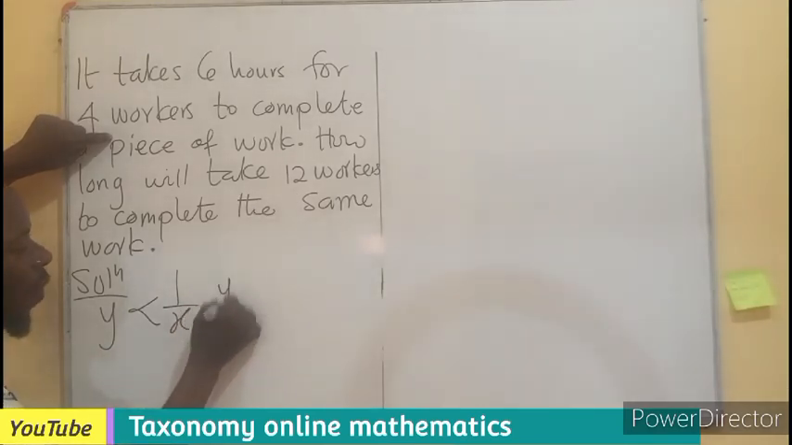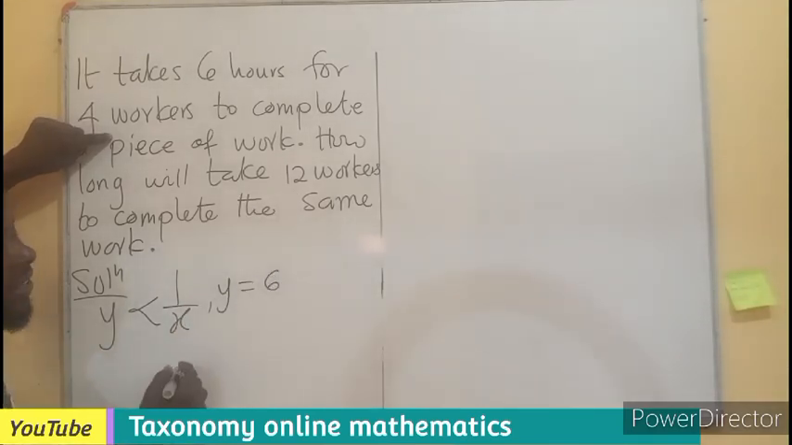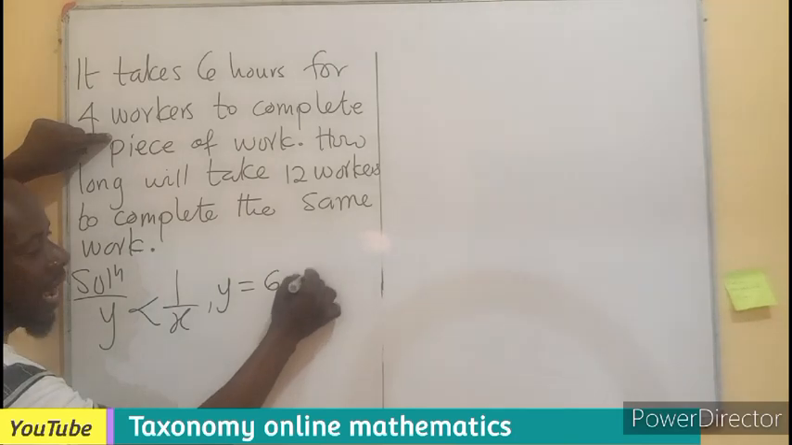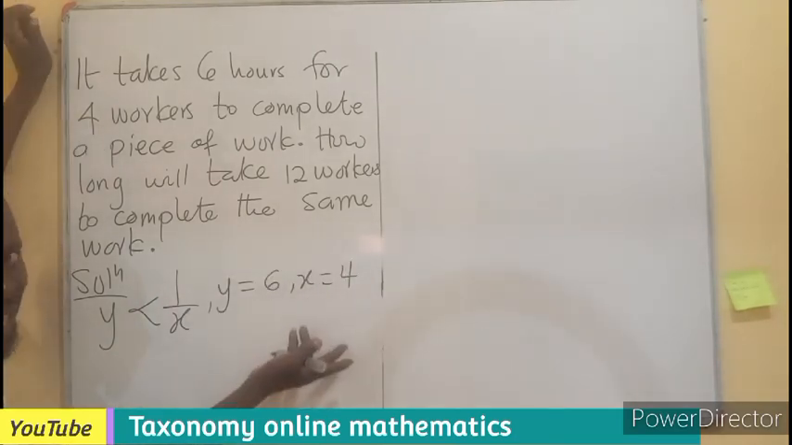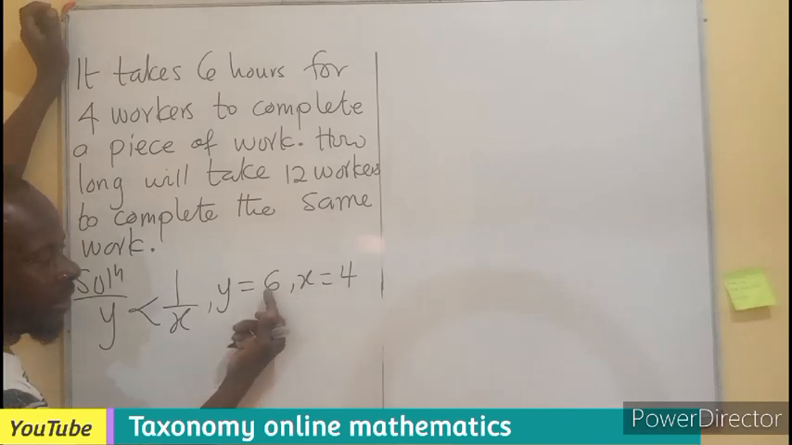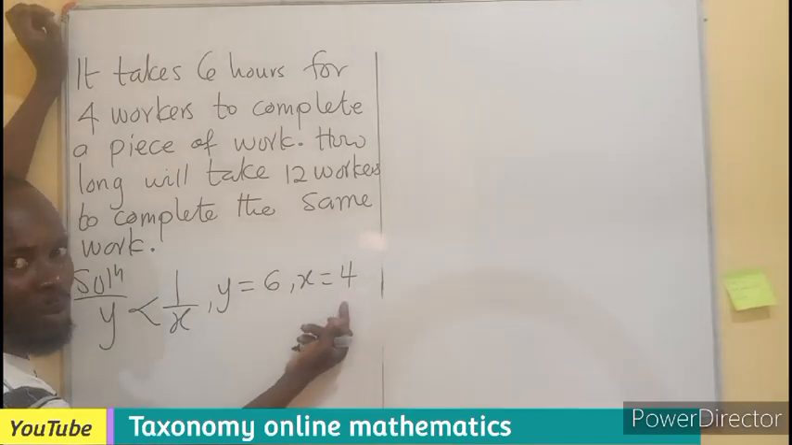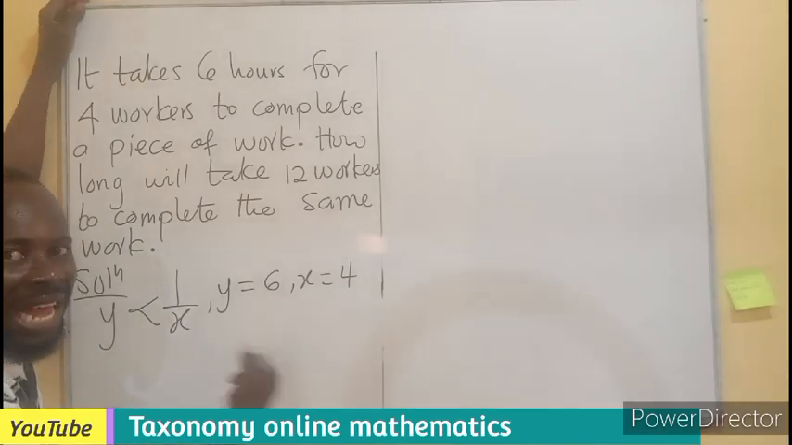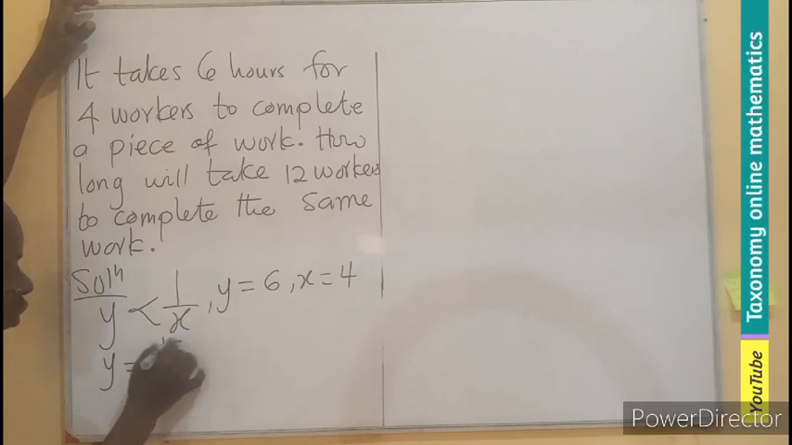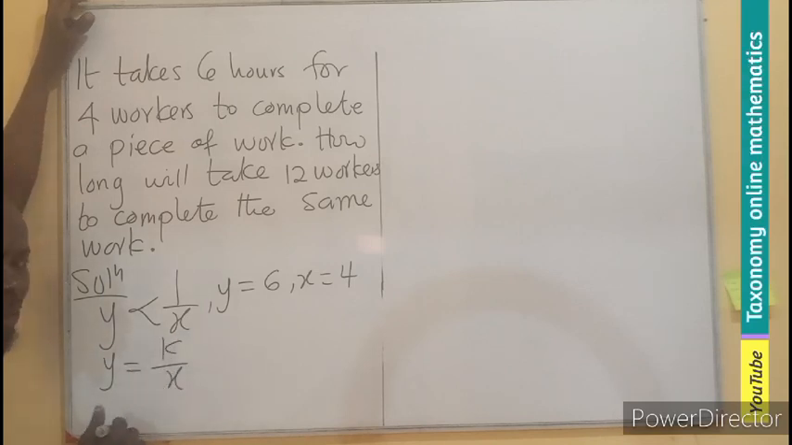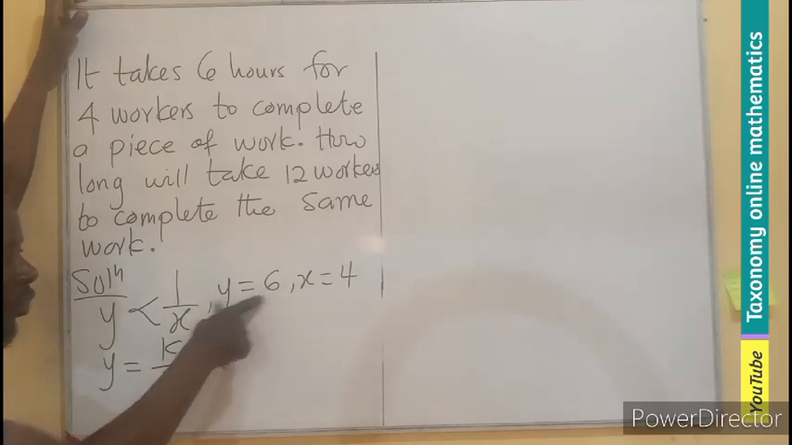So here we can say y is going to be 6 hours. Then our x is going to be 4 workers, since the hours depend on the number of people. Let's see what is the constant at which they are varying. We know this can be written as an equation, y equals k over x, where k is the variation constant. So let's do our substitution.